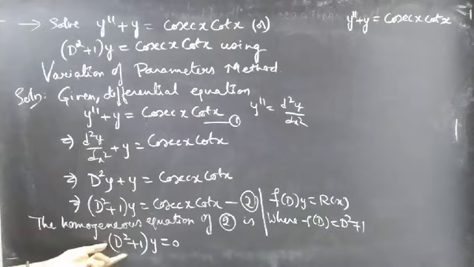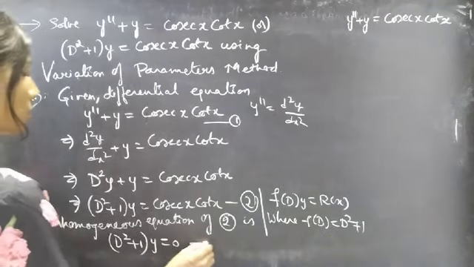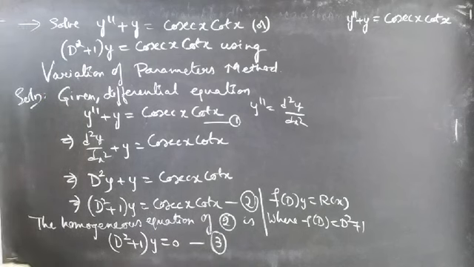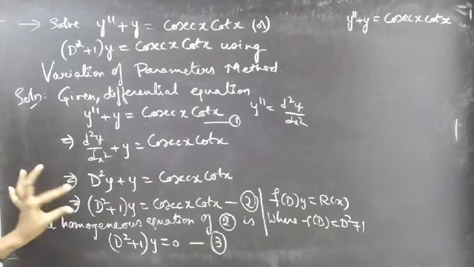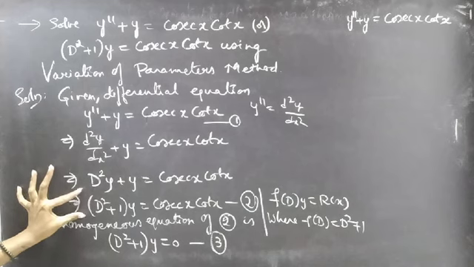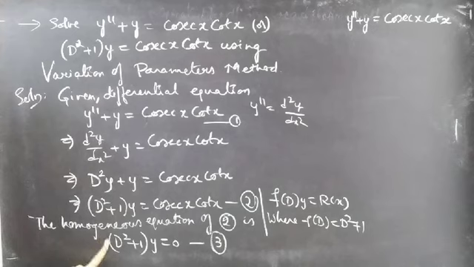Now we'll find the solution of the homogeneous equation. Consider this equation as equation 3. Now we'll find the solution of this equation 3 using the auxiliary equation, and later we'll find the general solution of equation 2 using the solution of equation 3. Okay.